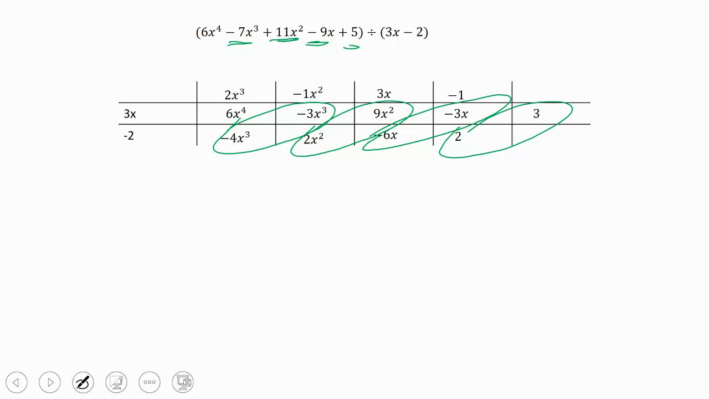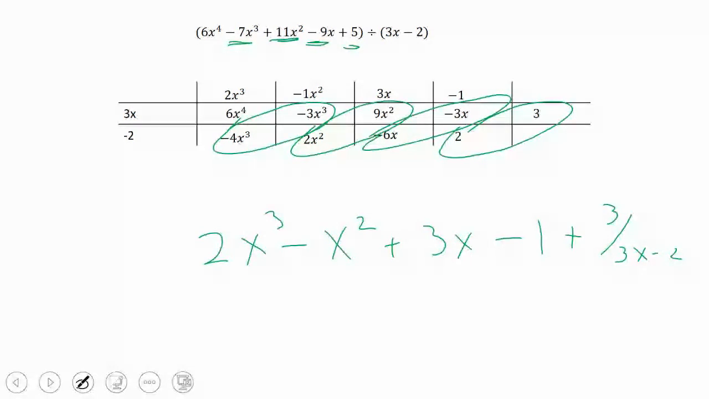Now 3x times what makes 3? Well, nothing, because 3x doesn't go into 3. So that must be our remainder. So our answer is 2x to the third minus x squared plus 3x minus 1 with a remainder of 3 over 3x minus 2. And hopefully that's what I got the last time, but I erased it, so I don't know to look back on it.